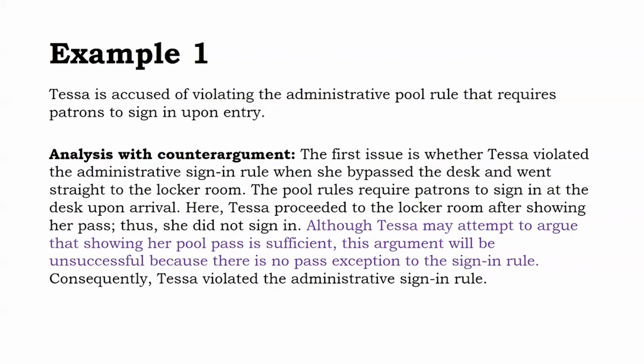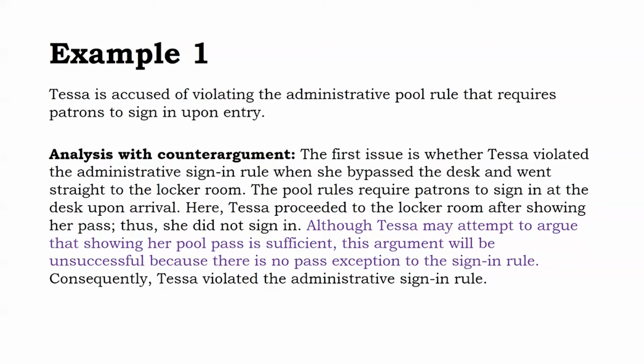So let's look at some examples. Here we have a simple issue in example 1 that draws from the fictitious swimming pool law course that we use in our outlining video. So it starts with Tessa is accused of violating the administrative pool rule that requires patrons to sign in upon entry. So here's an example of analysis with counterargument.